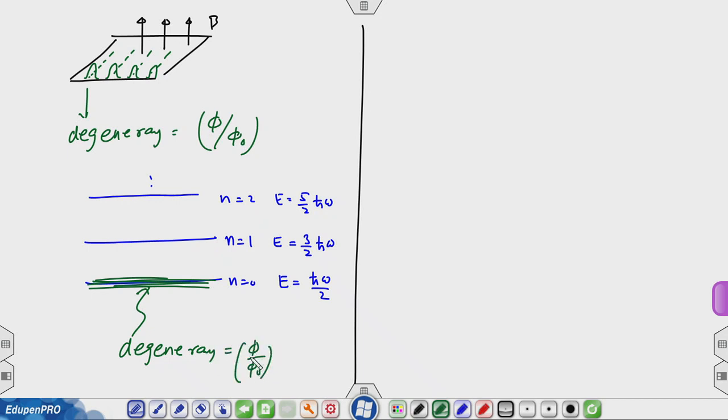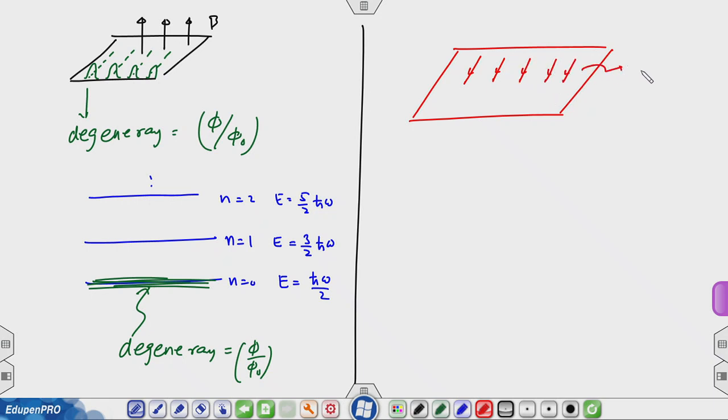So, all those k levels have come into this, and notice that k is negative. So, you have in the sample electrons having this velocity v equals h cross k over m, and in the x direction this wave function. I am showing only the ground state. You could also have the first excited state, the second excited state, and all of them are degenerate up to this level phi over phi naught.